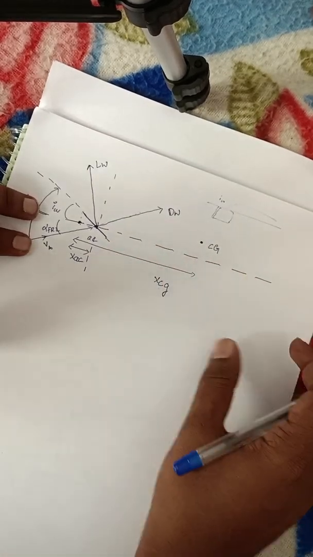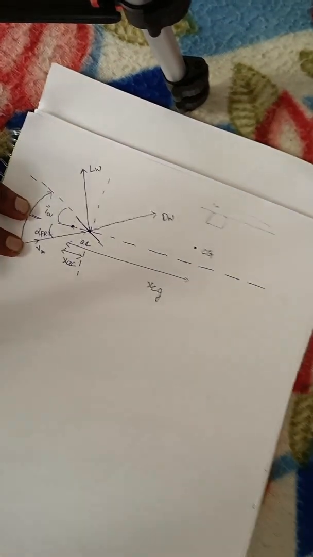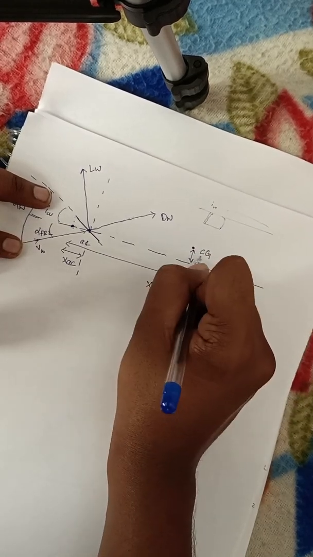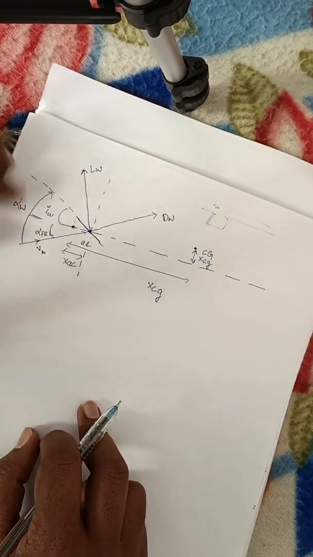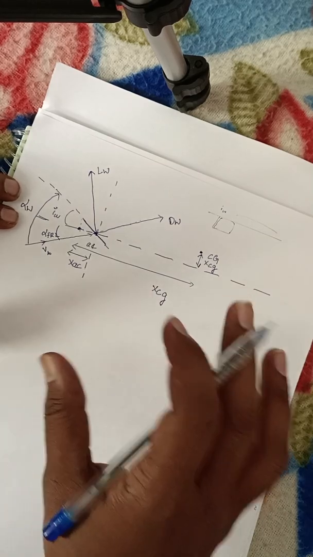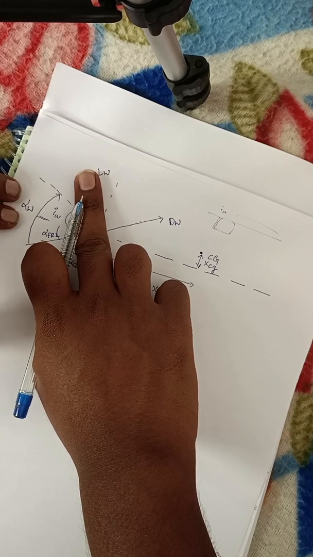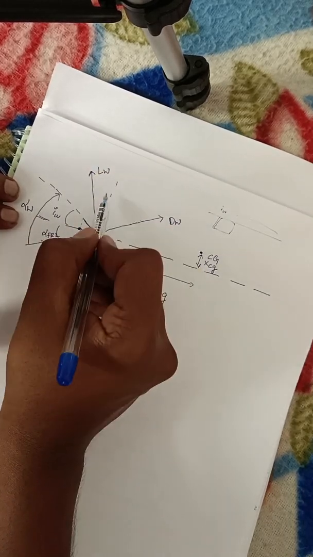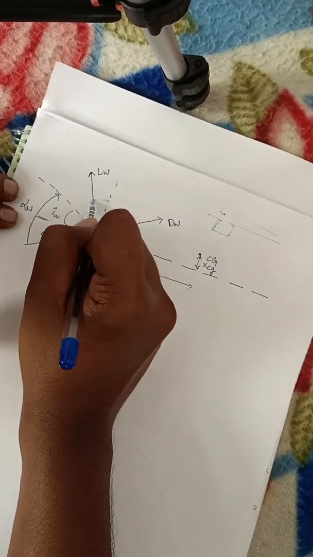This is the drag, this is the force, and take this distance as XCG. Now how do we write the moment? Moment is equal to force times perpendicular distance. So first we'll resolve these components, lift and drag. What is the component of the lift? What is the angle here, first of all?